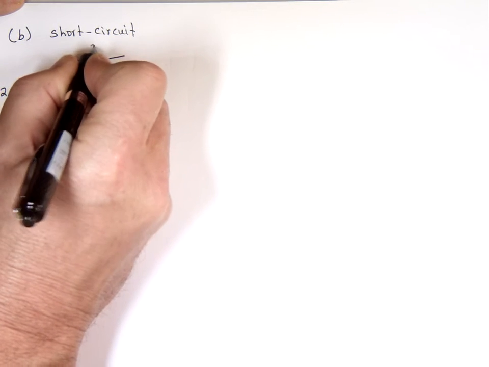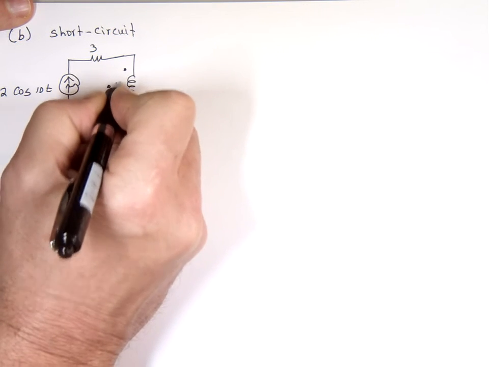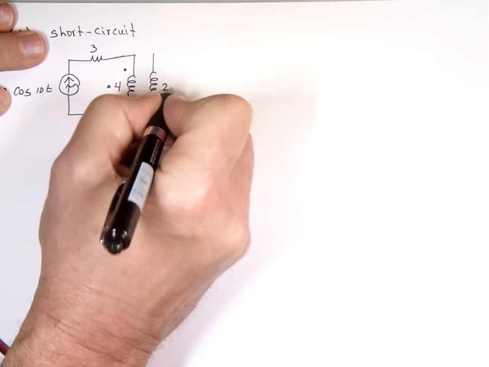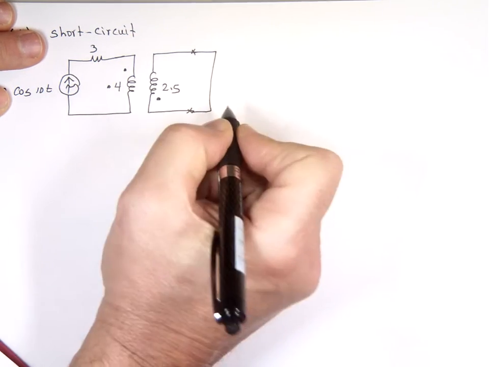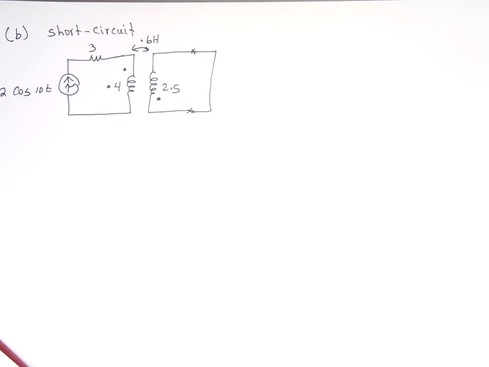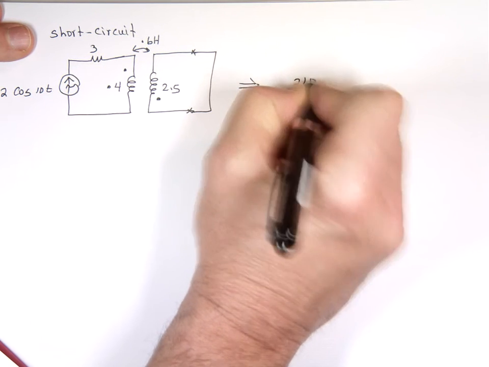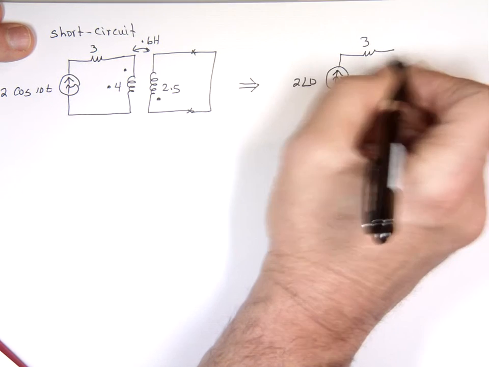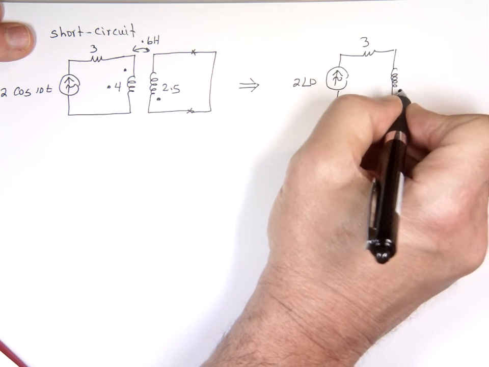That's a 3. That's 0.4 Henry. That's 2.5 Henry. This is where the short circuit comes in, right there. And this is the 0.6 Henry. If we change it to phasor, this is 2 angle 0. This is 3. This will be 4j, we said, right?